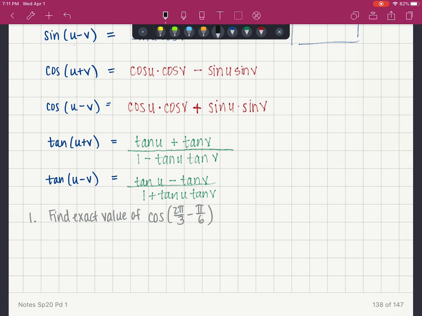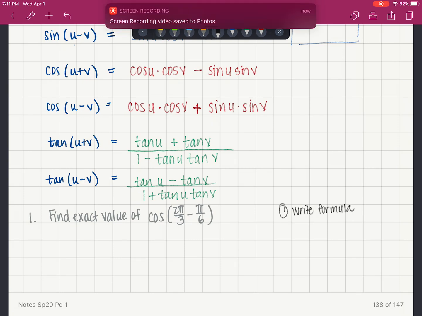So hopefully you've got these formulas, these identities handy, because we definitely need to know them. The first thing that you're going to do is write down the formula. So write down the formula before you use it. Writing down the formula is going to help you learn it and memorize it.